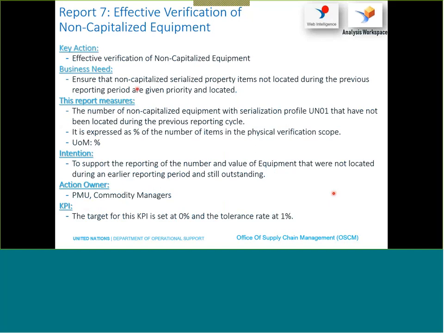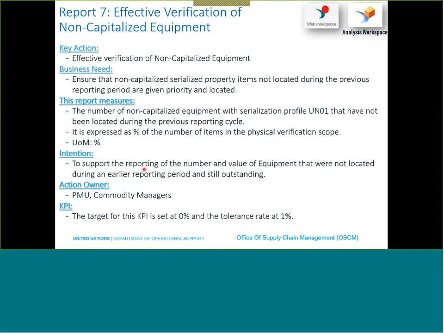And let's take again a quick look at the business need. Ensure that non-capitalized serialized property items not located during previous reporting period are given priority and located. The report measures the number of non-capitalized equipment with serialization profile UN01 that have not been located during the previous reporting cycle, expressed in percentage of number of items in the physical verification scope.